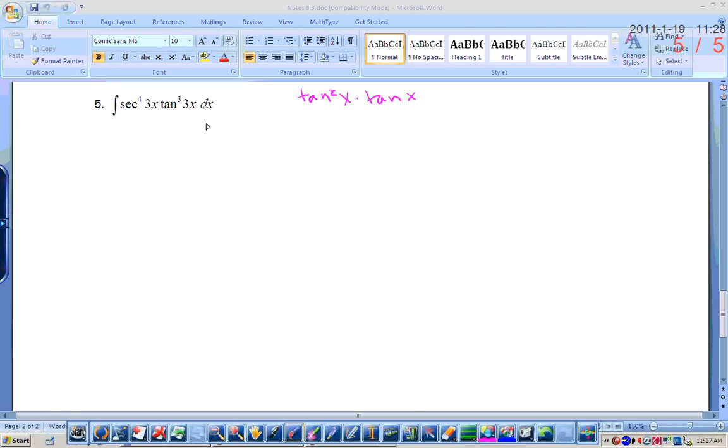Change the tan squared to secants. Okay, I'm liking this idea. So then let's just kind of think through this. If I did that, then I would have a bunch of secants and then times a tan. So what would my u be? A secant. But what's the derivative of secant? Secant tan, and I only have a tan here. So take out a secant and a tan, okay?